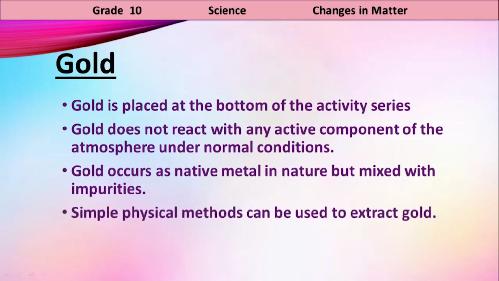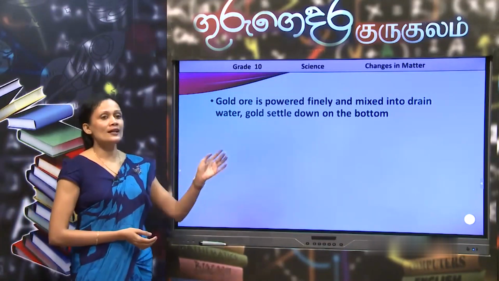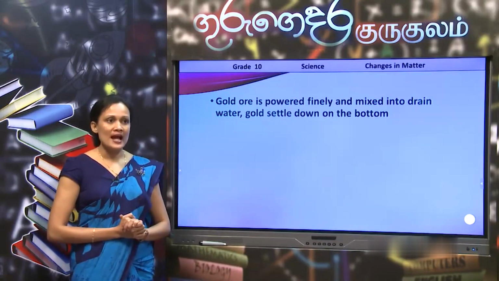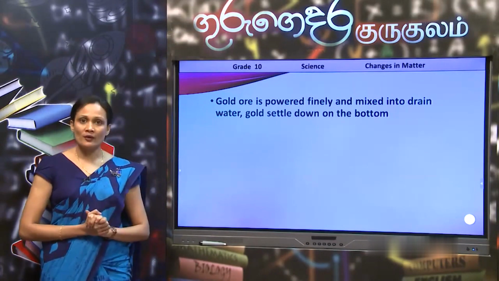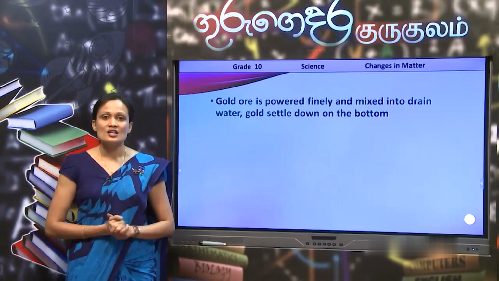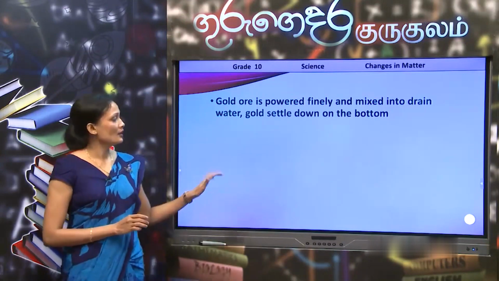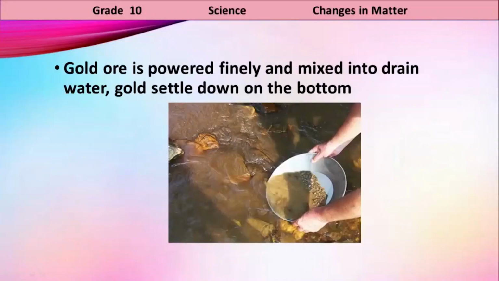A simple physical method can be used to extract gold. Look at this one. The gold ore is powdered finely and mixed into drained water. At that time, the gold settles down at the bottom of that container. So that is an easy way of obtaining gold. Look at this picture. It shows how gold is obtained by using this method.